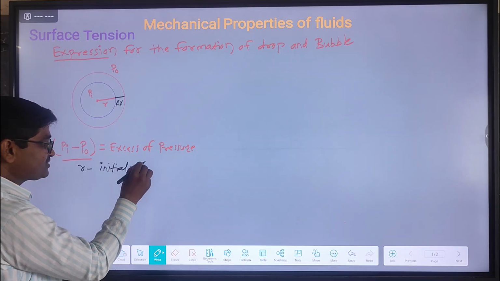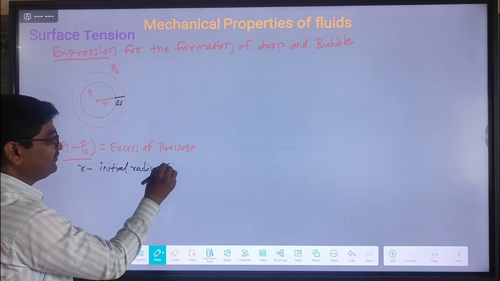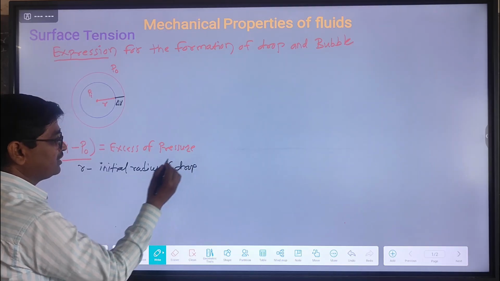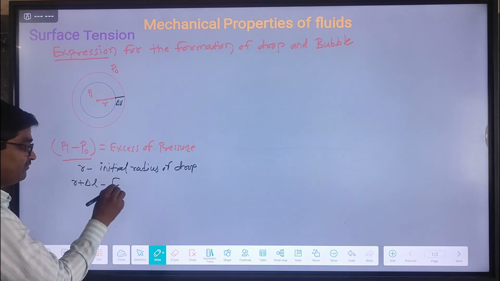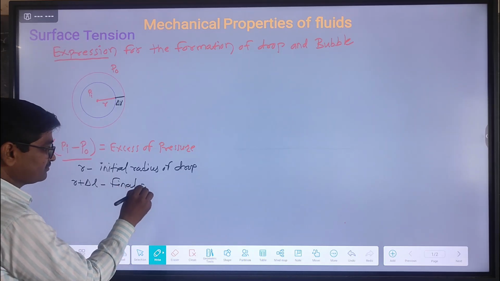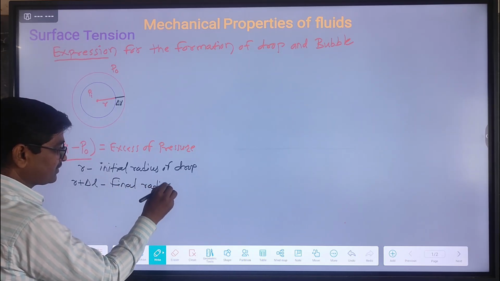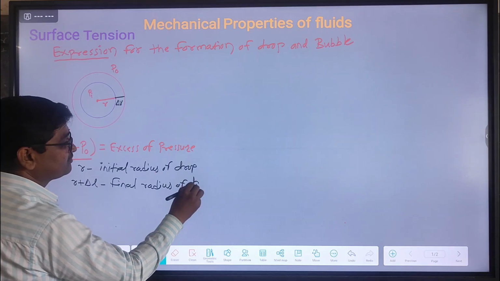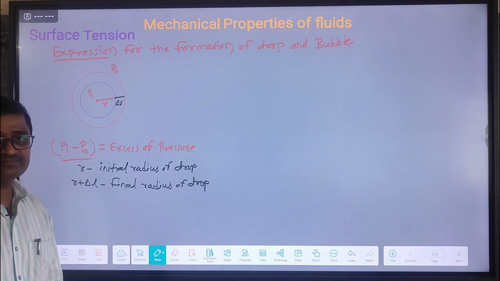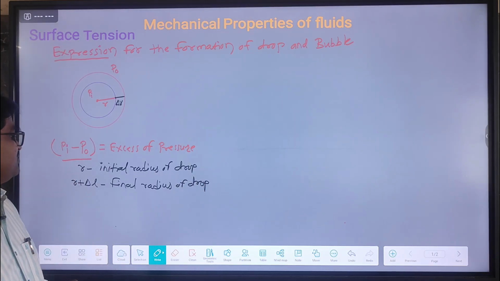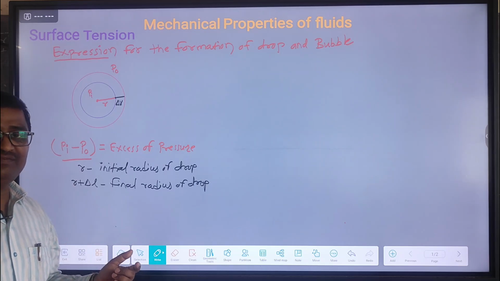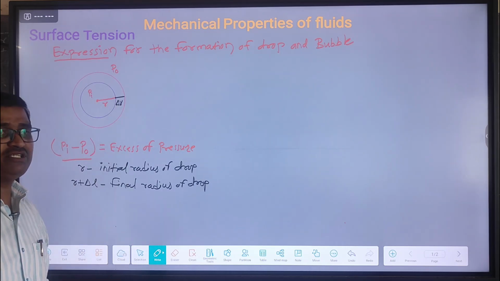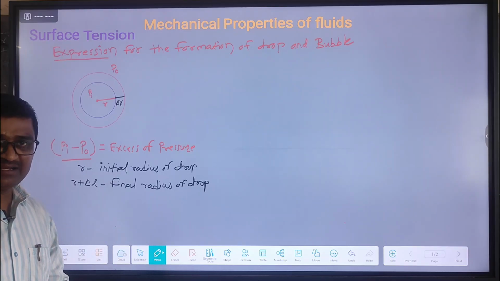So r is the initial radius of the drop, and r plus delta r is the final radius of the drop. You get it clear? Due to the excess of pressure, the initial radius is small r, and if the inside pressure is high, the radius changes from r to r plus delta r.